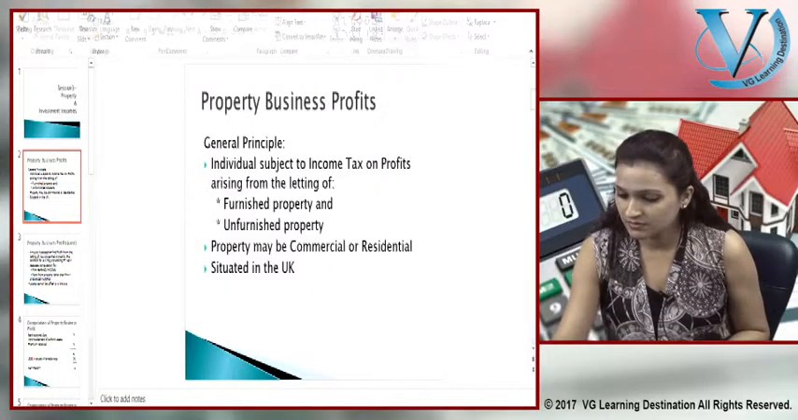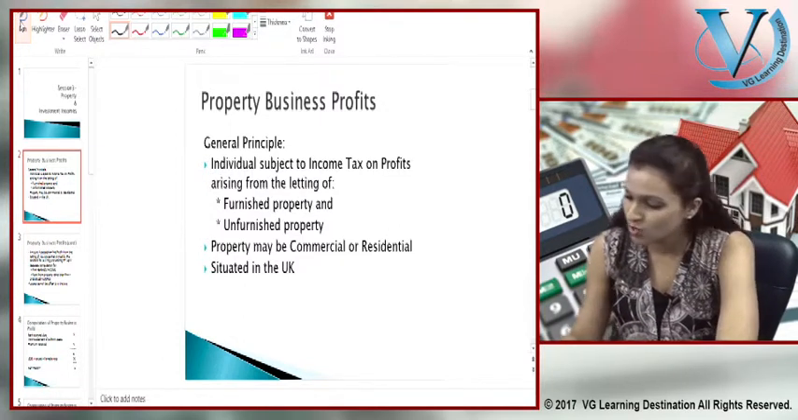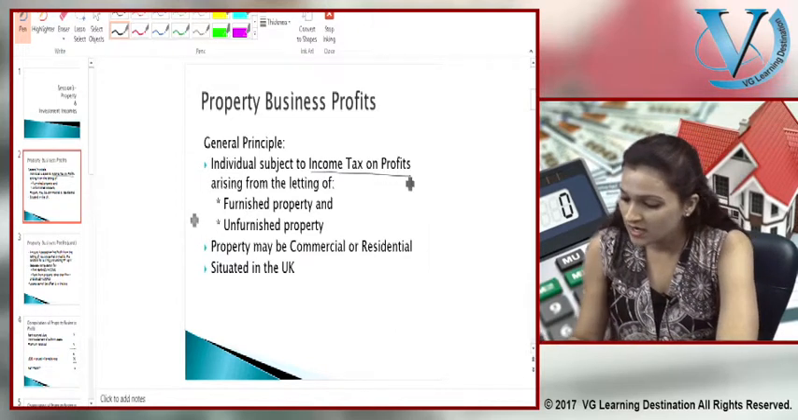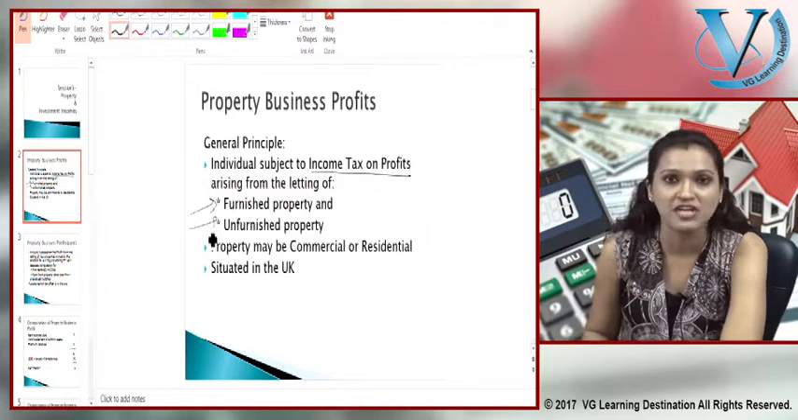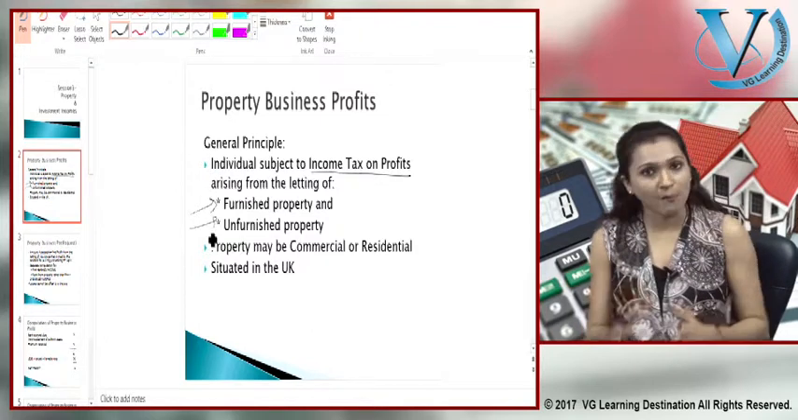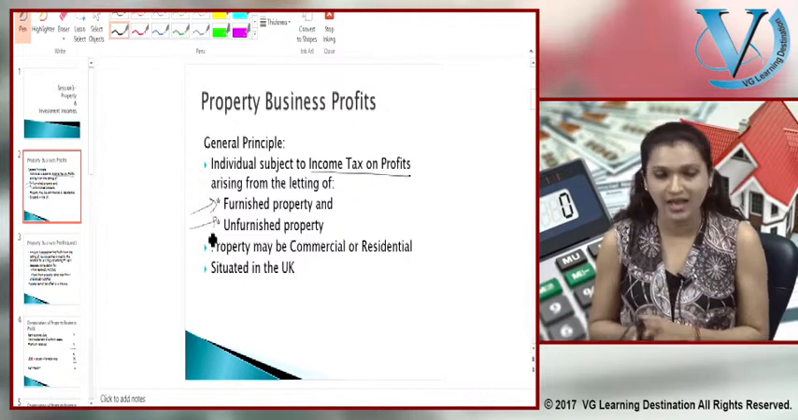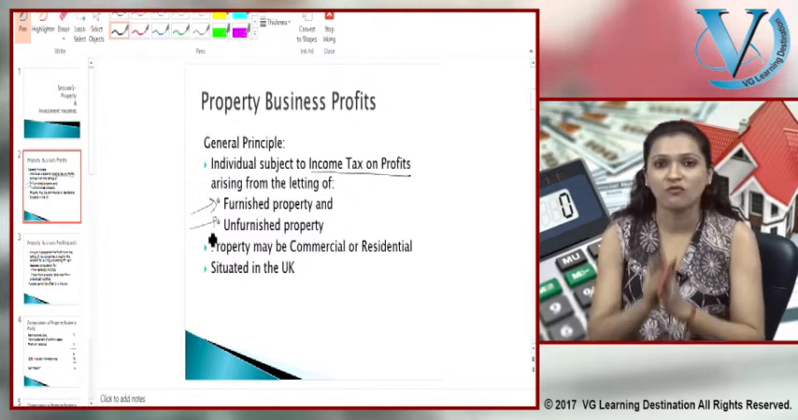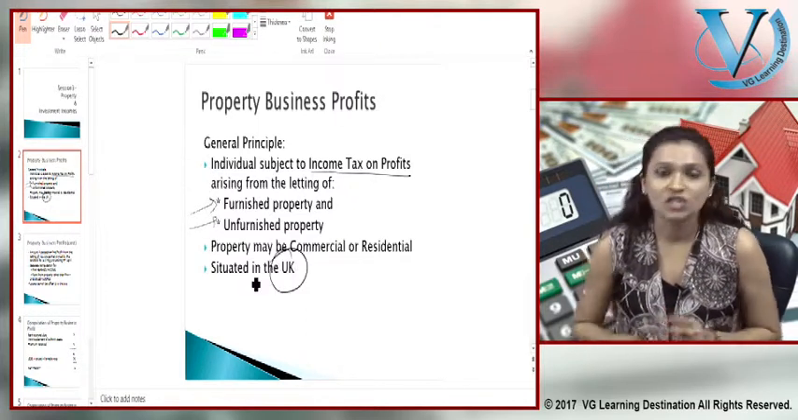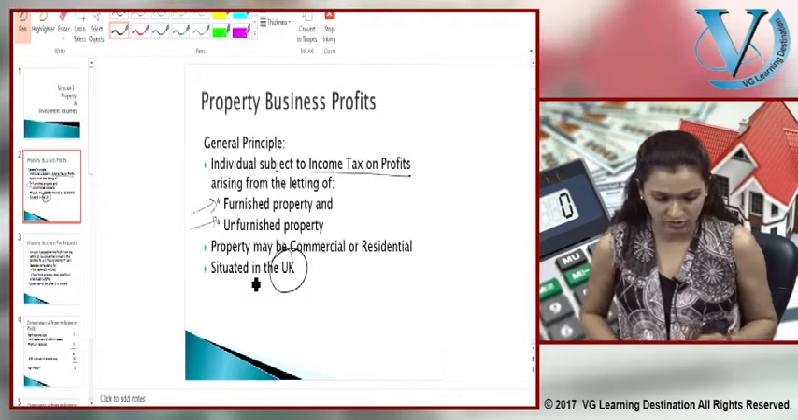The general rule starts where an individual is subject to income tax on profits arising from the letting of what? Furnished property as well as unfurnished property. So that is where the profits basically arise from. Now this property can be of commercial nature or of a residential nature as well. The rules that we are going to study require that the property needs to be situated in the United Kingdom for it to be applicable for an income tax computation.